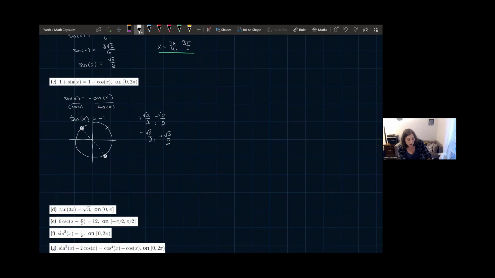So what are those positions? Well, I can count 0, 1, 2, 3. This is 3 pi over 4. 4, 5, 6, 7. So that's 7 pi over 4. So in the one full turn of the circle, I get two positions for which tan is equal to -1, or in other words, for which sine and cosine are the same number, but opposite signs. So my answer, x is 3 pi over 4, or 7 pi over 4.